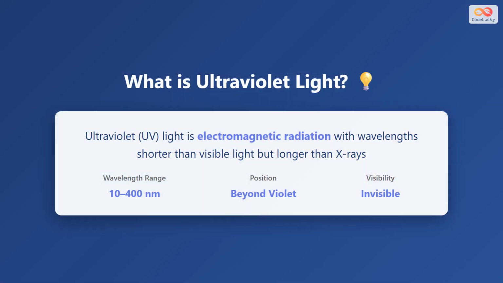Ultraviolet light is a type of electromagnetic radiation with wavelengths shorter than visible light but longer than X-rays. Human eyes cannot detect UV light because its wavelengths fall outside our visible range. The wavelength range of ultraviolet radiation spans from 10 nanometers to 400 nanometers. To put this in perspective, violet light, which is the shortest wavelength we can see, ends at around 400 nanometers, and ultraviolet light begins right where violet ends. This invisible radiation carries more energy than visible light due to its shorter wavelength.